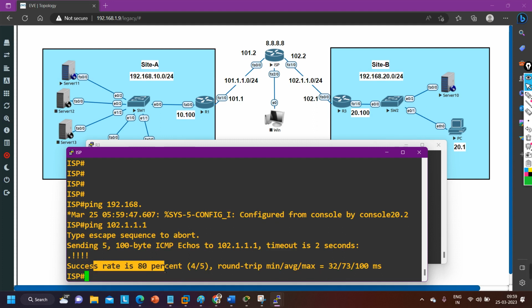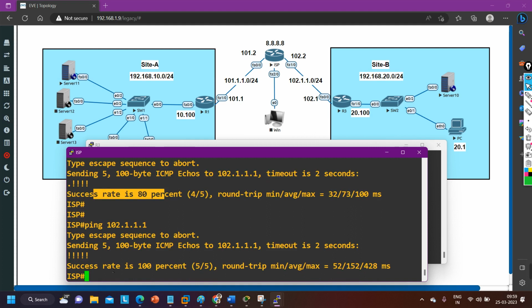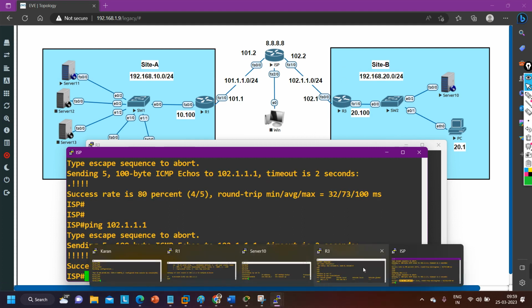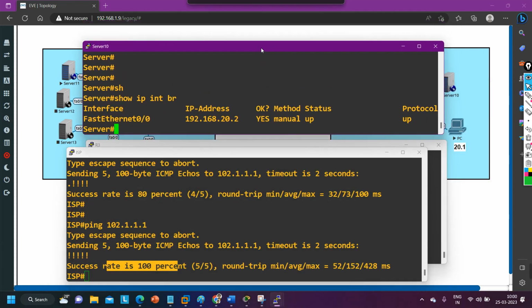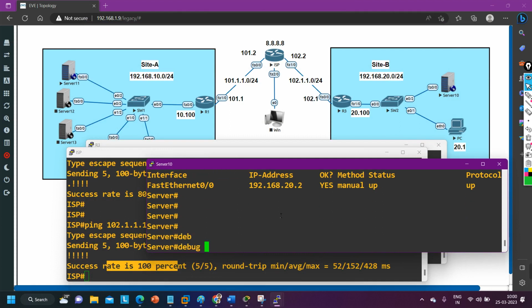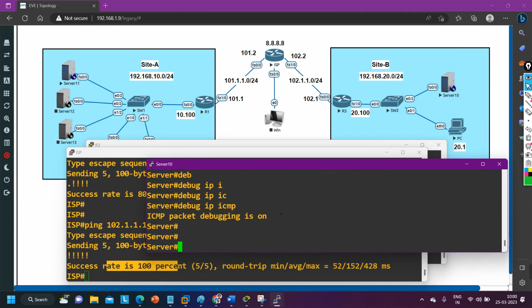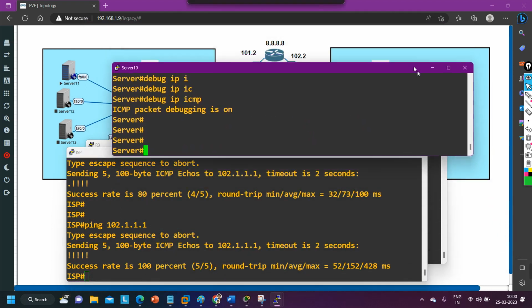I am able to ping successfully, it is 80%. Next time success it will be 100%. I am not able to ping this router. How can you verify? Let me enable debugging on the server. See, here I am going to enable debug ip icmp. Okay, and now again I am going to ping from the loopback 1 interface.